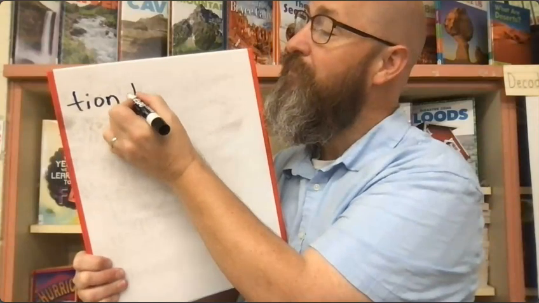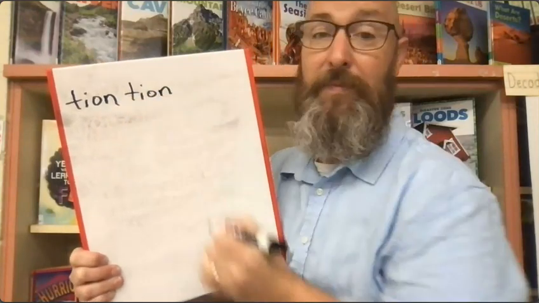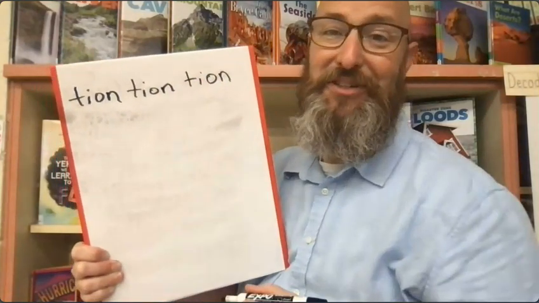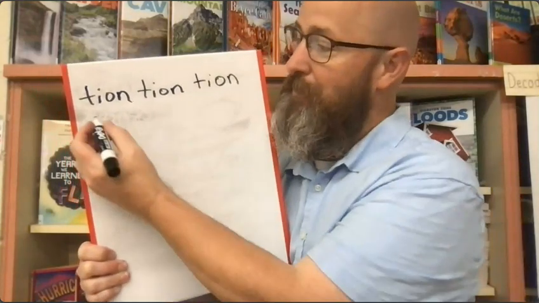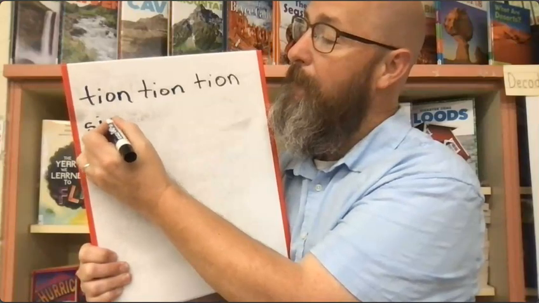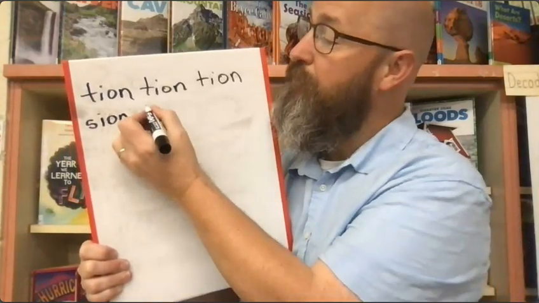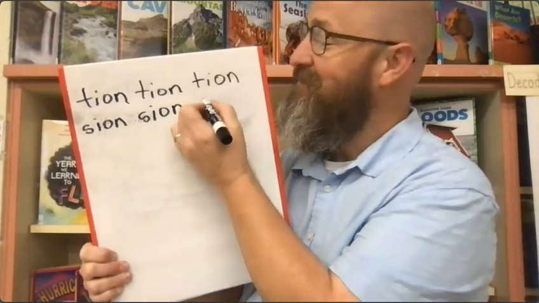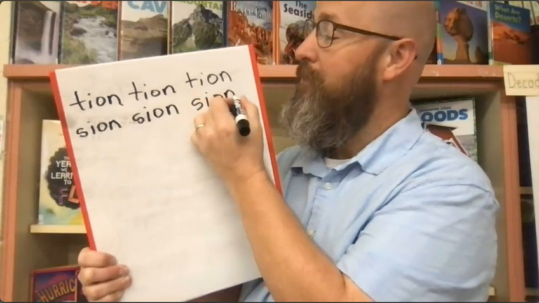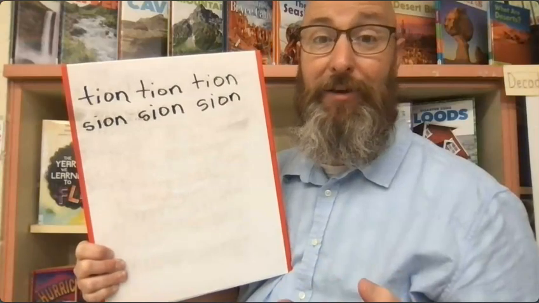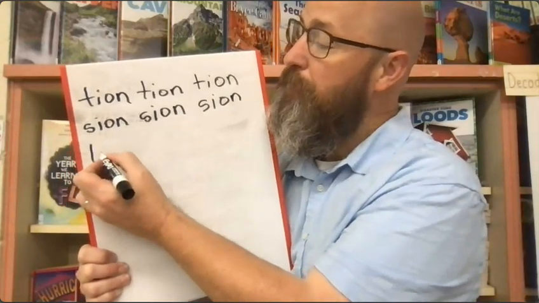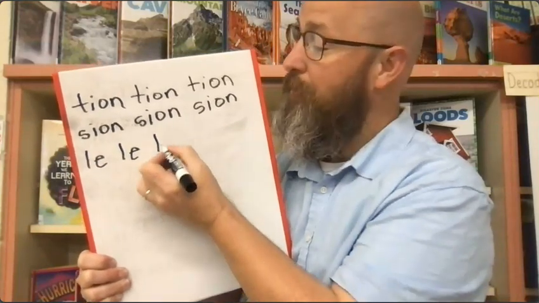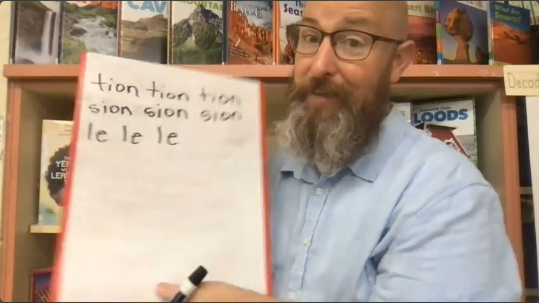Shun. Shun. Shun. Now, let's do sion. Shun. Shun. Shun. And last, let's do le, which says ol. Ol. Ol. Ol. Thank you for doing that with me.